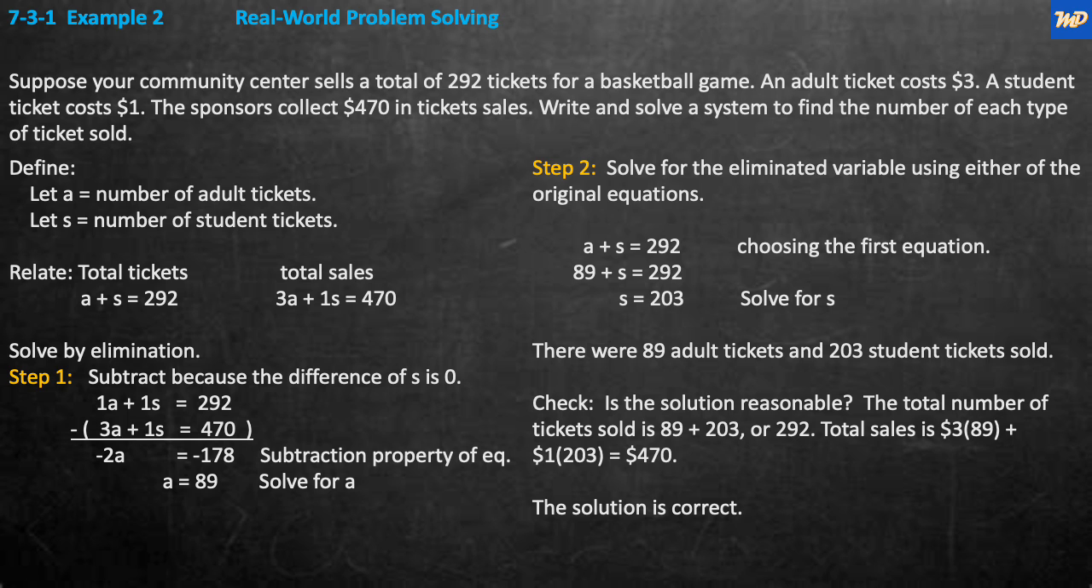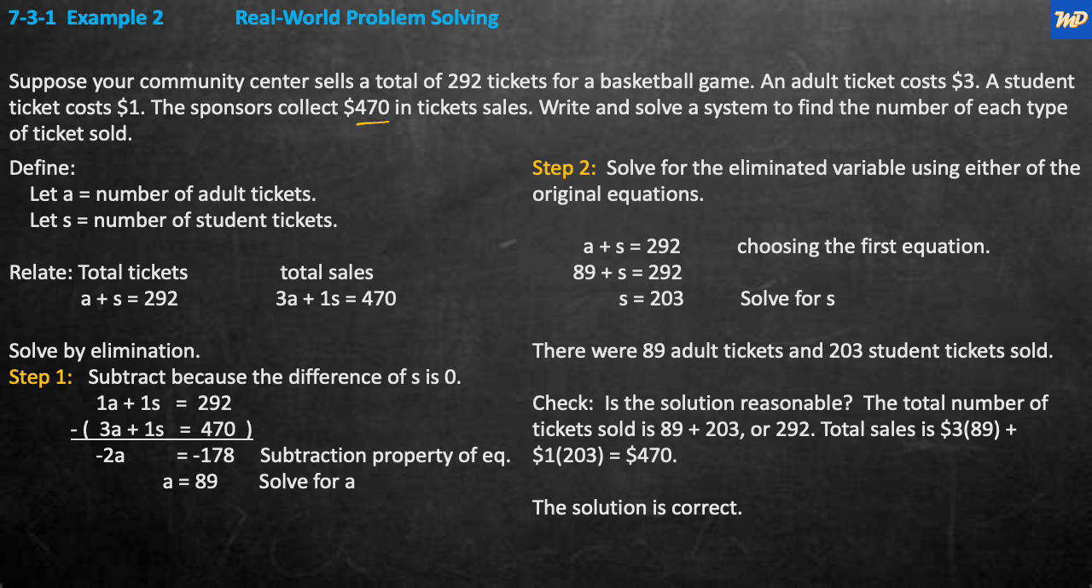Suppose your community center sells a total of 192 tickets for a basketball game. An adult ticket costs $3 and a student ticket costs $1. The sponsors collect $470 in tickets. Write and solve a system of equations for the number of each type of ticket sold. So what they want to know is the sponsors collected $470 by selling adult tickets and student tickets. The adult tickets were $3 each. The student tickets were $1 each.